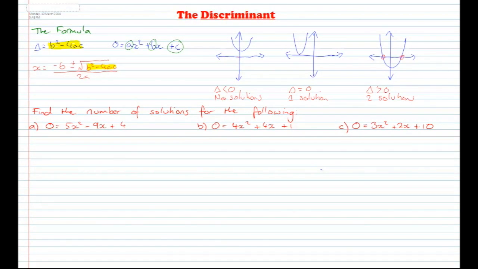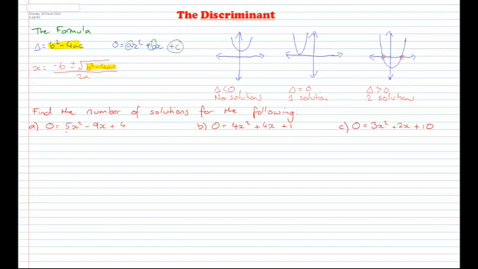So in this worked example it says find the number of solutions for the following. That is, you've got 0 is equal to 5x squared minus 9x plus 4, 0 is equal to 4x squared plus 4x plus 1, and 0 is equal to 3x squared plus 2x plus 10. Now, the question is saying basically how many x-intercepts are there going to be? Alright, so what we need to do is we're going to actually go through and find the discriminant for these, but then we're going to need to interpret our answer. So let's go through and do the first one, shall we?